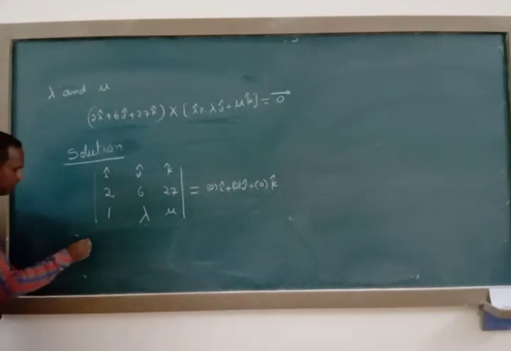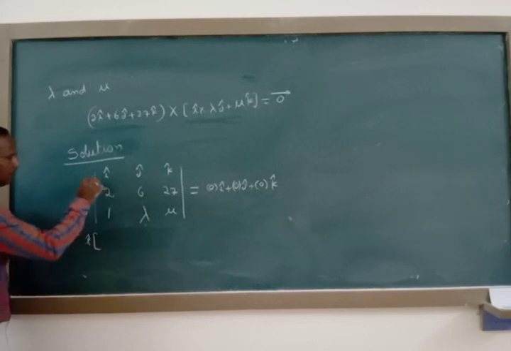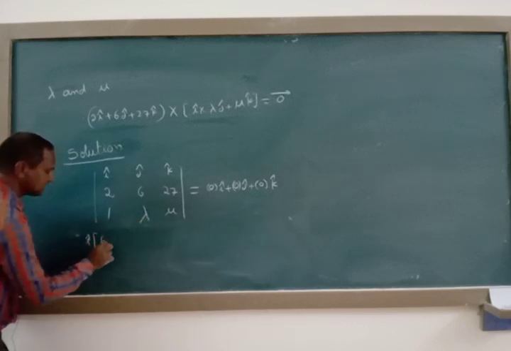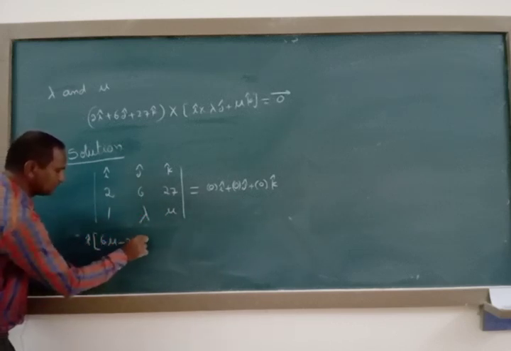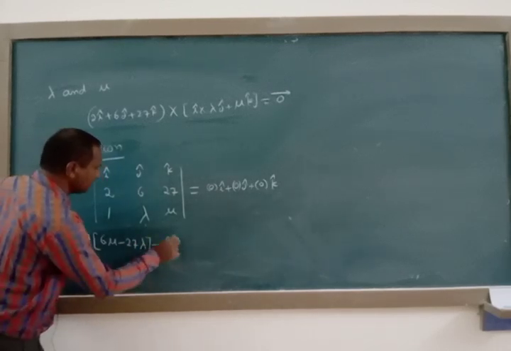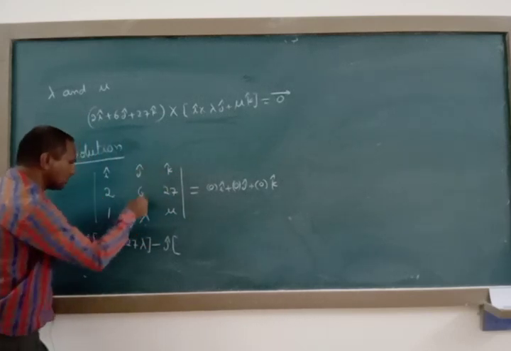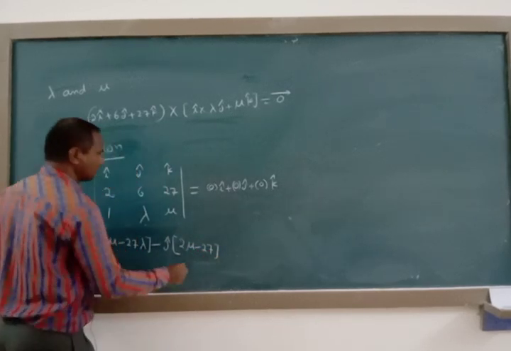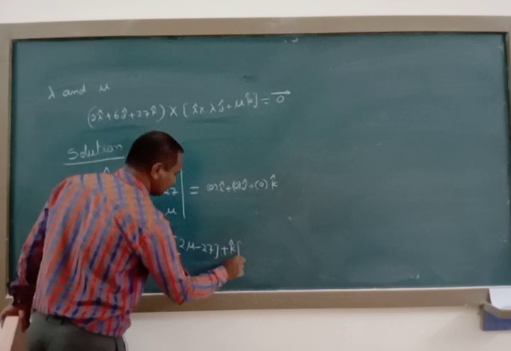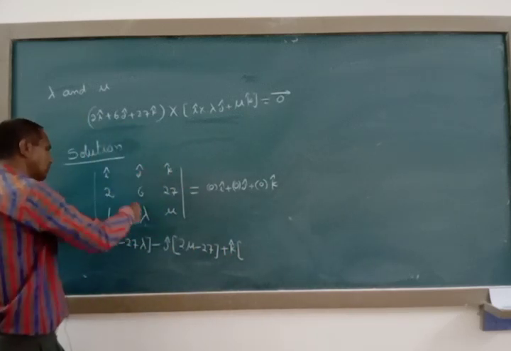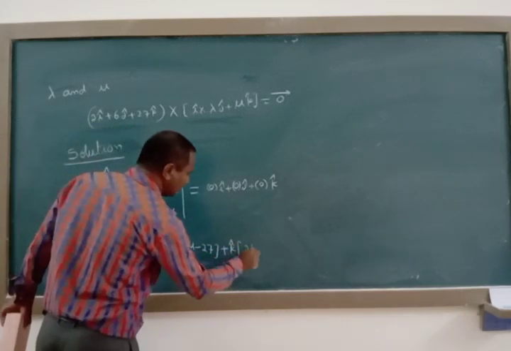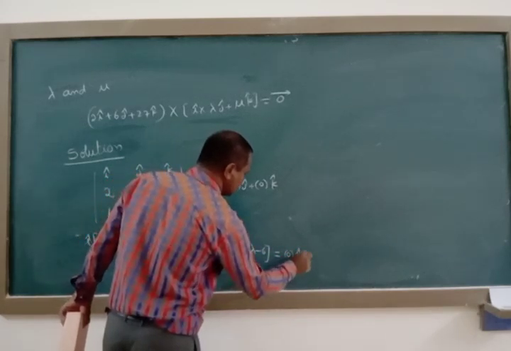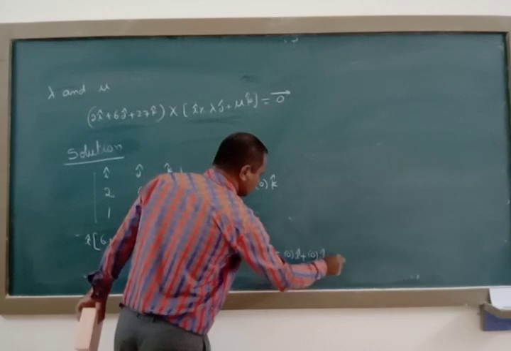Now we expand with respect to the first row. i cap into, deleting the corresponding row and corresponding column, you will get down minus up: 6 into mu, 6 mu minus 27 lambda, minus j cap into, deleting the corresponding row and column, you will get 2 into mu, 2 mu minus 27, plus k cap into, deleting the corresponding row and column, you will get 2 into lambda, 2 lambda minus 6, is equal to 0 of i cap plus 0 of j cap plus 0 of k cap.